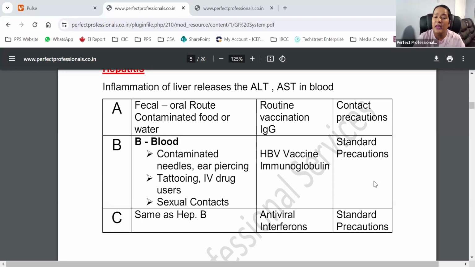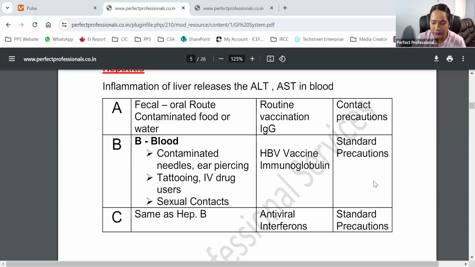Hepatitis C is the same as B, okay? Blood borne, it happens to us through blood, okay? Over here we are giving antiviral interferon injection. Precaution again, standard precaution will be there.